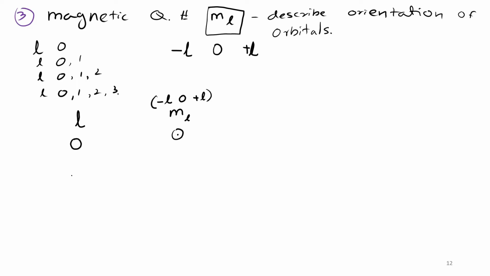Now let's take L equals 1. When L equals 1, our ML can become minus 1, 0, and plus 1. If we have L equals 2, we go through negative 2, negative 1, 0, plus 1, and plus 2. And if we have L equals 3, we go through negative 3 to a positive 3 through 0.